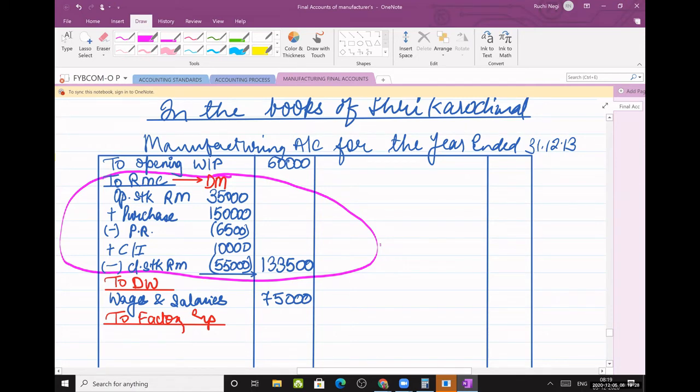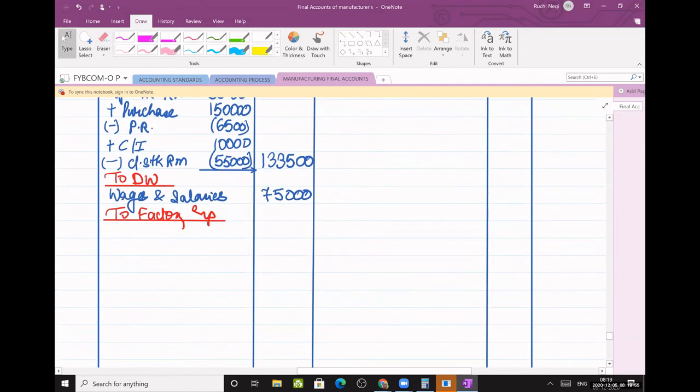So manufacturing debit side is divided into 4 parts. First is direct material or raw material consumed. Second part is direct wages. Third is direct expenses. And fourth is factory expenses. Direct expenses is not given, so you can omit that step. Factory expenses given.